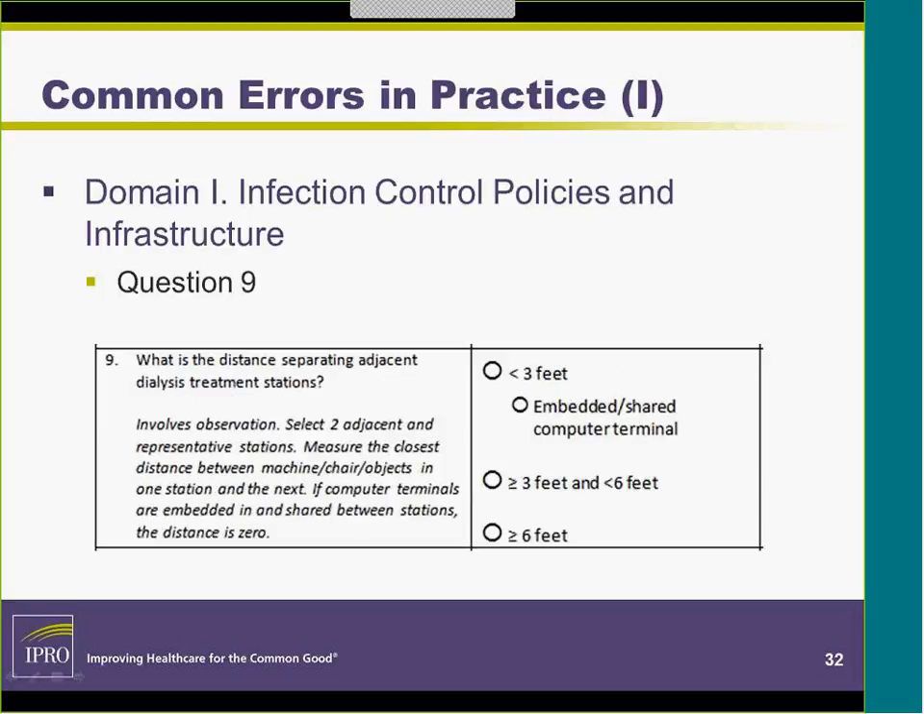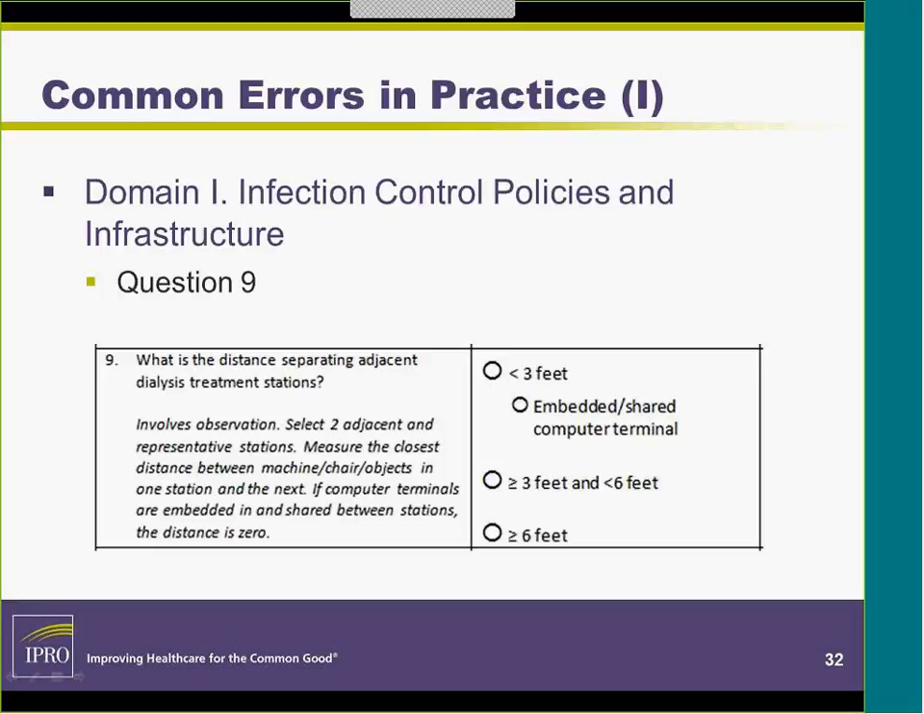In Domain 1, for common errors in practice, we're going to jump to the next question. This is the distance between adjacent dialysis treatment stations. Now, many facilities do have that shared computer terminal, so your automatic answer is less than 3 feet because there is equipment. There is no separation between stations. The recommendation is 6 feet of separation, whether symptomatic or not. That is what is recommended to decrease any kind of cross-contamination.